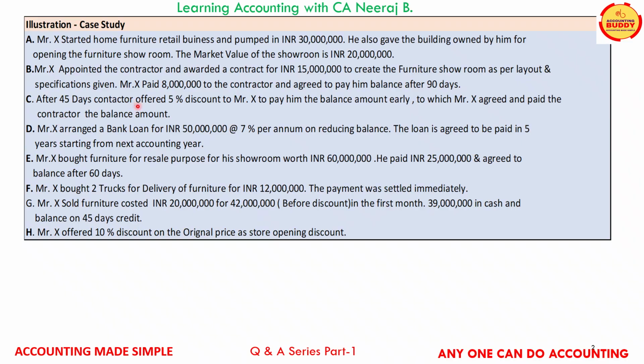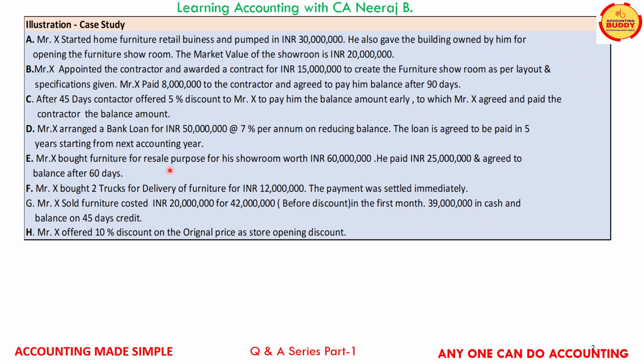After 45 days, contractor offered 5% discount to Mr. X if he pays the balance amount earlier, to which Mr. X agreed and paid the contractor the balance amount. Mr. X arranged a bank loan of 50 million at 7% interest per annum on reducing balance. The loan is agreed to be paid in 5 years starting from next accounting year.